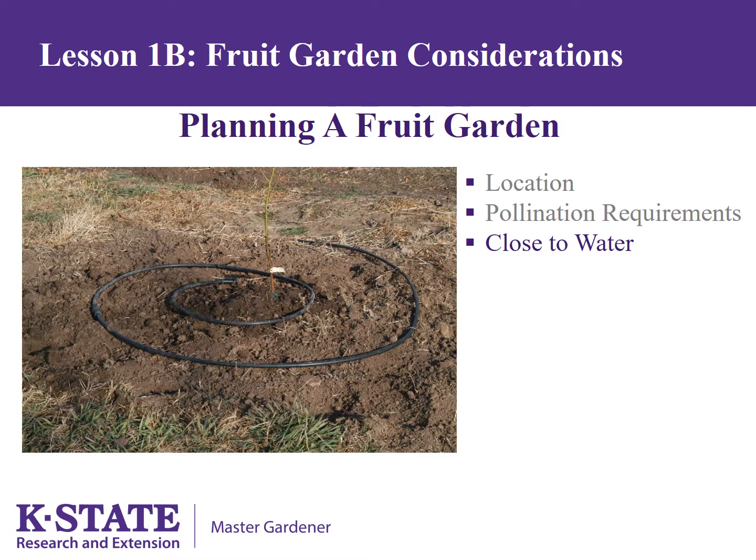Having your fruit plants close to water is important in Kansas. Though some areas receive enough total rainfall for fruit, the distribution is often such that irrigation is needed. This is especially important as the trees become established. It takes at least a couple of years before the root system has recovered from the transplant process.